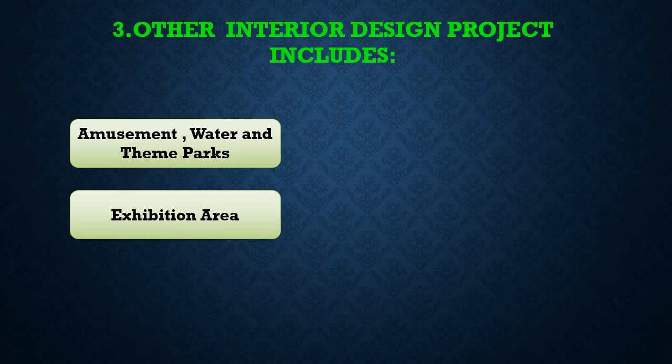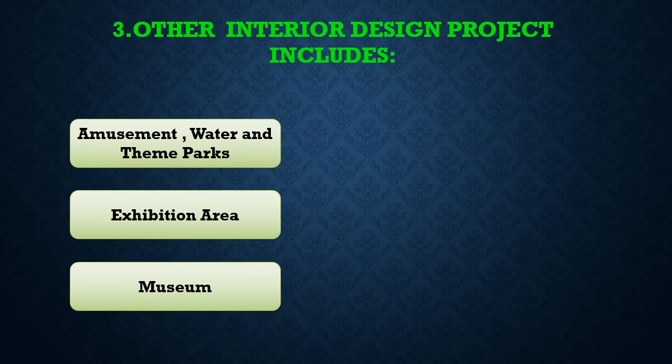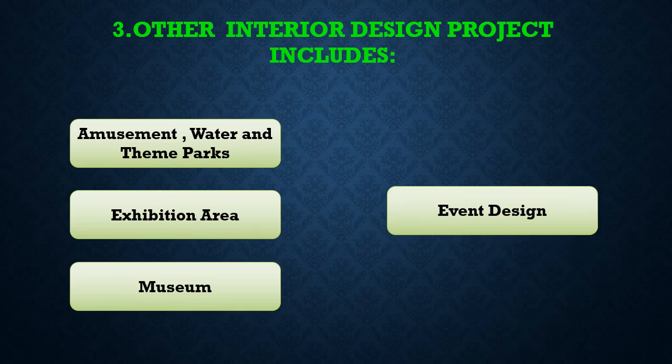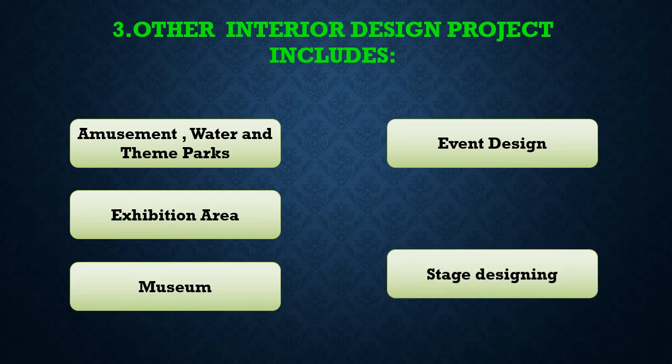Exhibition areas: exhibitions like painting, exhibition of any brand store, exhibition of any property, all come under the exhibition areas. All the types of museums come in it. All the types of events like wedding ceremonies, birthday parties, baby and bridal showers, event parties, all come under the event design.